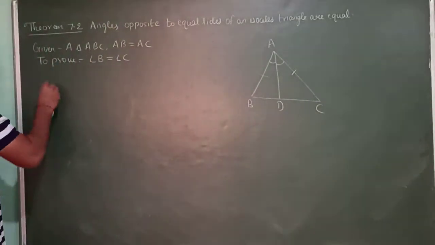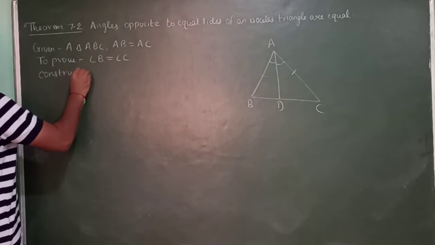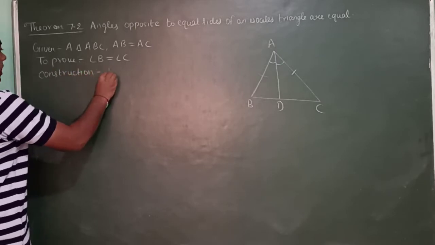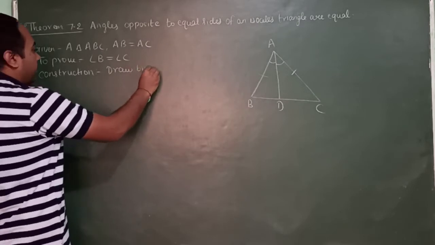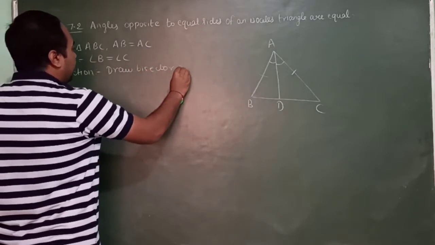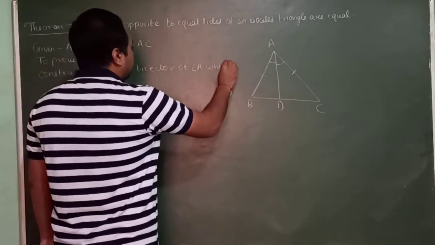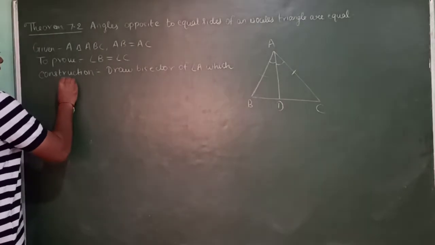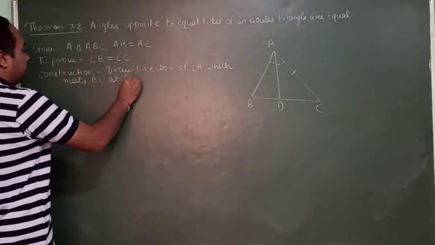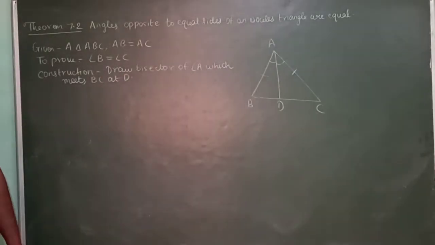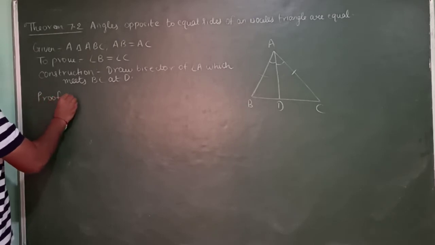So what I am doing over here is writing construction. First I have drawn the bisector of angle A. So I am writing over here, draw bisector of angle A which meets BC at D. Okay, we have made this. Now see, now proof. So how to prove this?